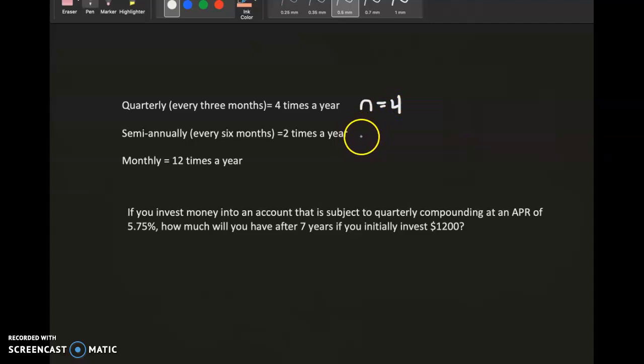If it's semi-annually, that's every 6 months. So that's 2 times a year, which means N equals 2. If you're talking about the money being compounded monthly, that's every month, so 12 times a year, so your N would be equal to 12.